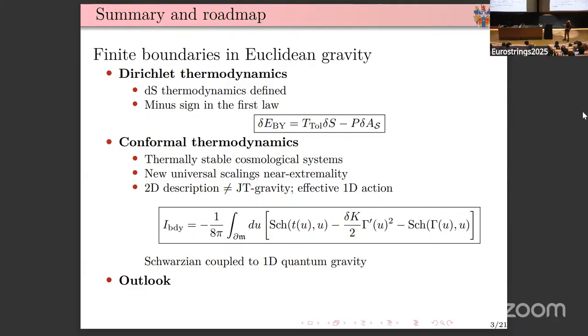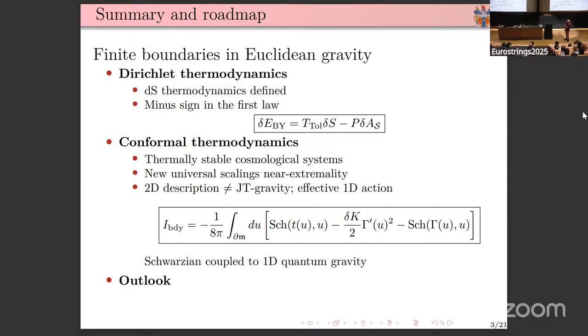It'll also help us clarify this particular minus sign that appears in the first law of cosmological horizons. Then I'll switch gears and talk about the thermodynamics you get from using conformal boundaries, finite conformal boundaries. And there are many interesting things. We'll see that you have thermally stable cosmological systems.